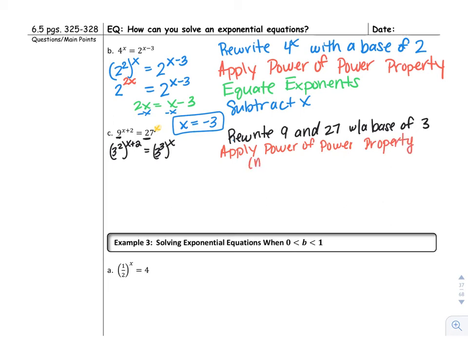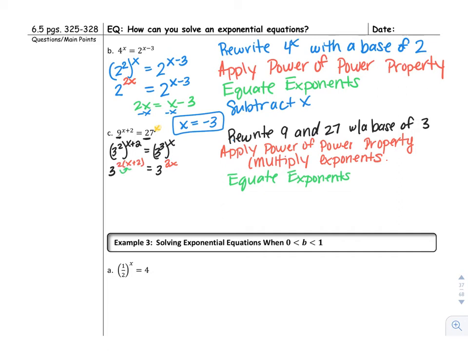Which means we're going to multiply the exponents. So when you do this, you're going to end up having to apply the distributive property on the left-hand side, because you're doing 2 times the sum of x and 2. So now we're going to equate the exponents, which means we're setting them equal to each other, and we can do the distributive property within that step.